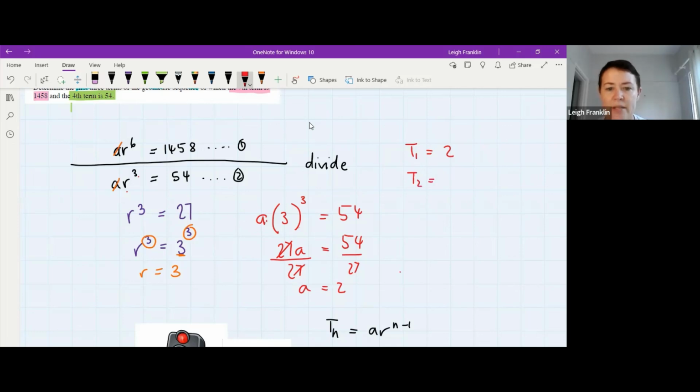Term 2 is A times R, so it is 6. Term 3 is AR squared. So 3 squared times 2 leaves me with 18.